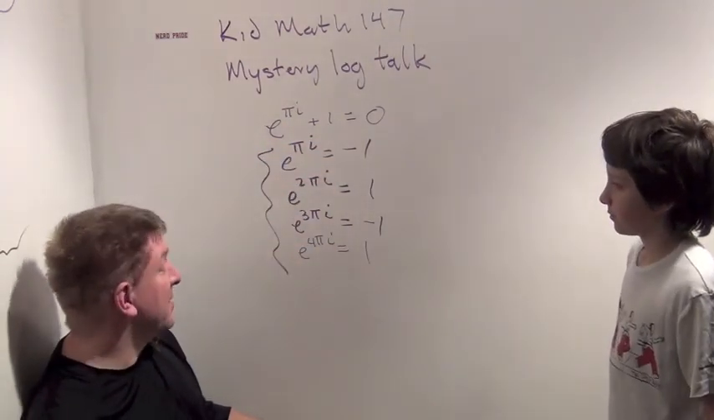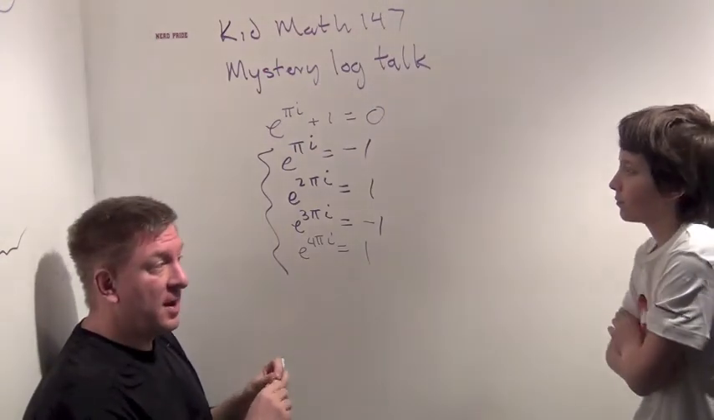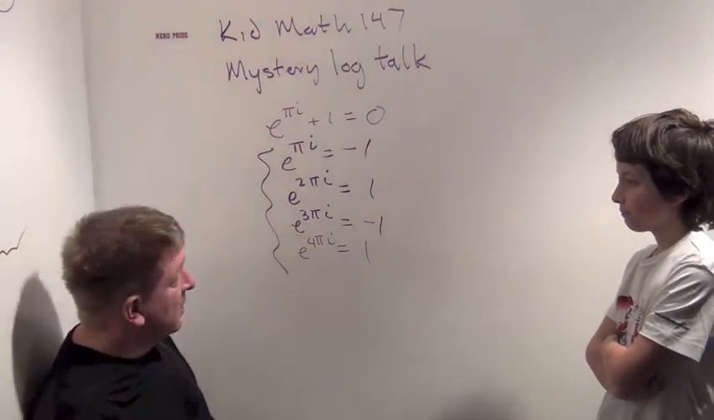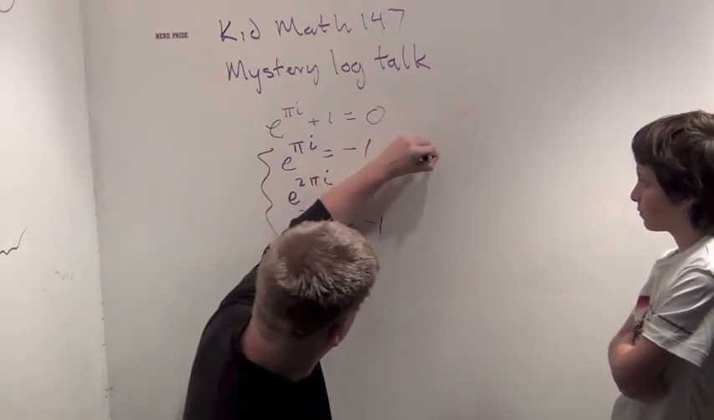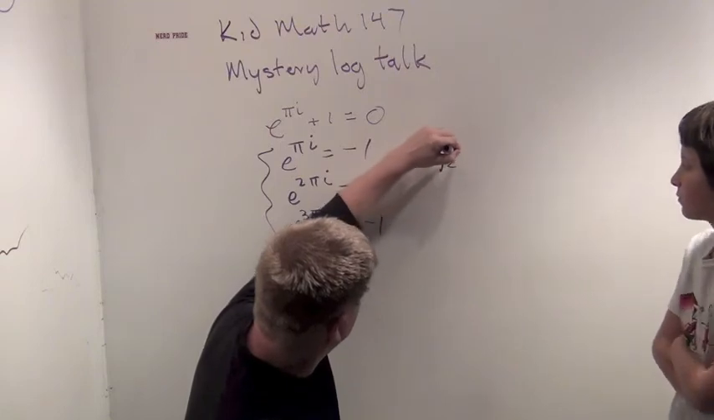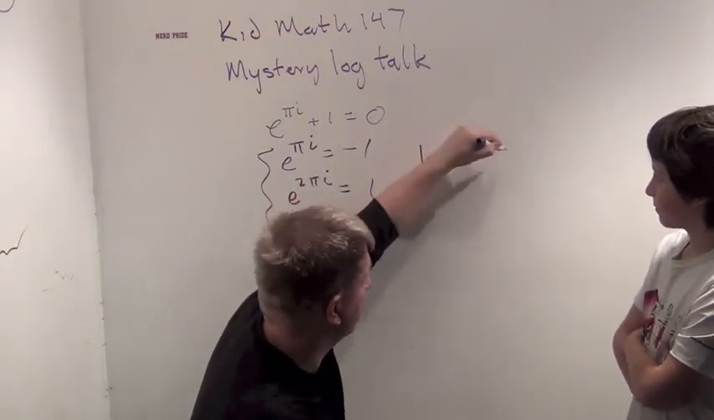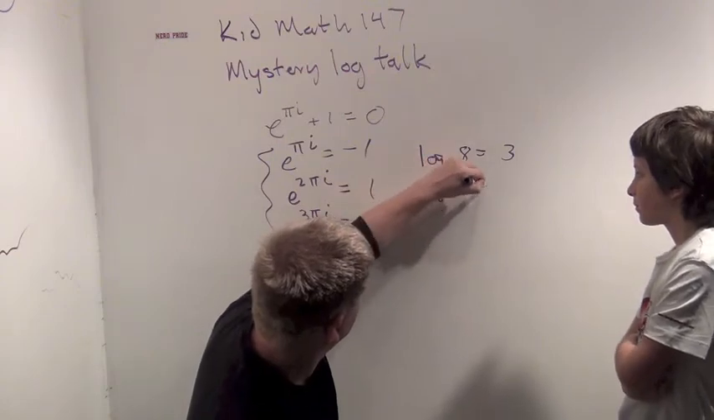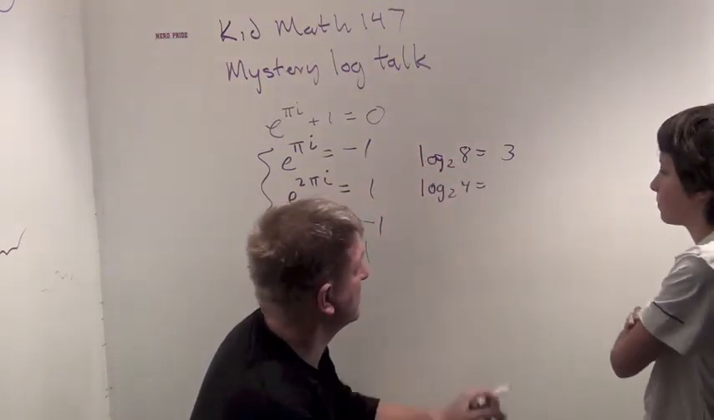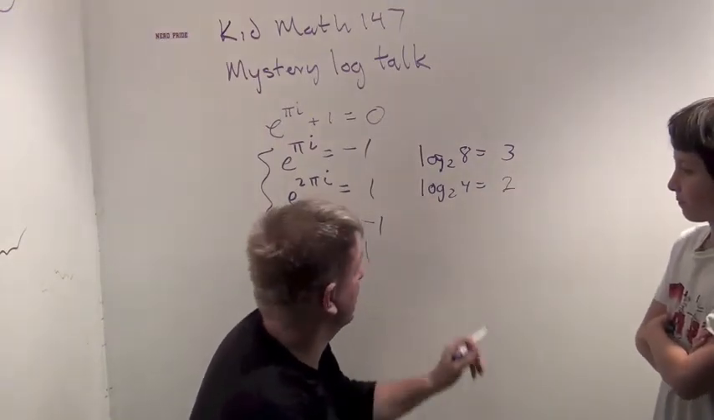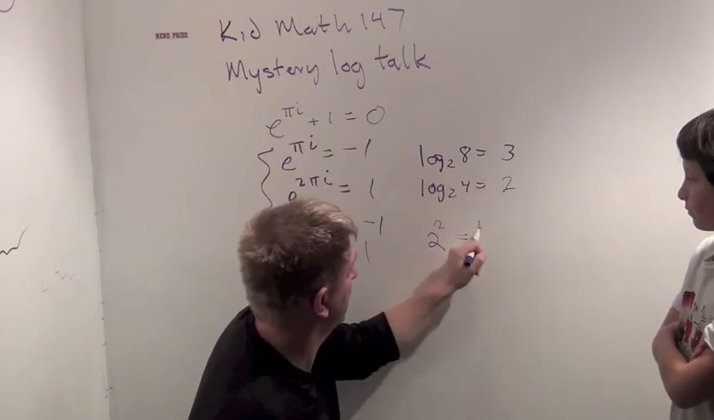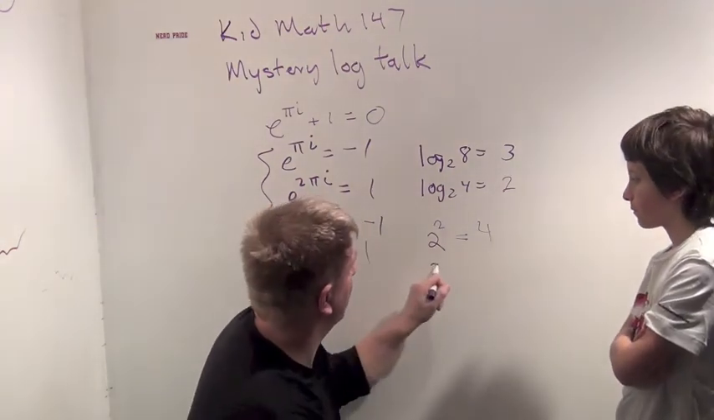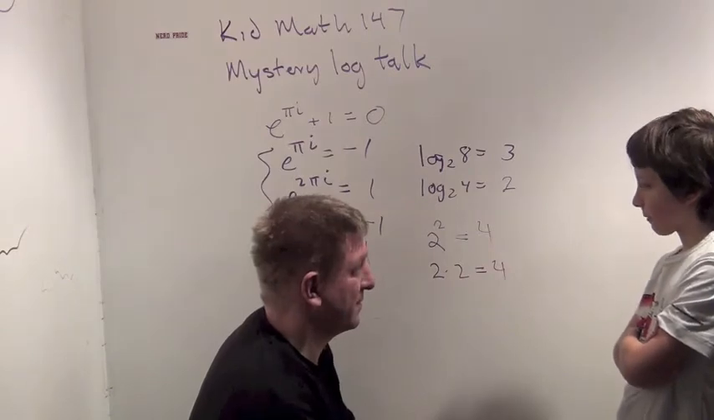And this presents a very difficult problem that you don't learn about until you get to very advanced math. But I'm going to show you what it is. Now remember we said something simple like log base 2 of 8 equals 3. Or let's go even simpler. Log base 2 of 4 equals 2. And that's because 2 squared is 4, or 2 times 2 equals 4.